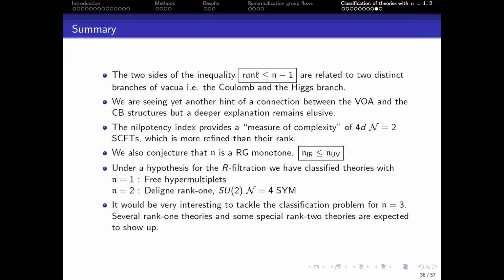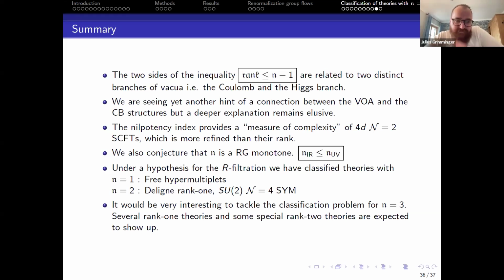I have a kind of a vague question, which is, do you think that this can shed light on the question of whether there could exist an interacting rank 0 N equals 2 theory? Oh, interacting rank 0 theory. So if you have a rank 0 theory, n has to be greater than or equal to 1. So at least if it is a rank 0 theory that is interacting, it has to have nilpotency index greater than 2, because we have already classified it for n equal to 1 and 2. So if it is there, we have to show at least it has to have a higher nilpotency index.